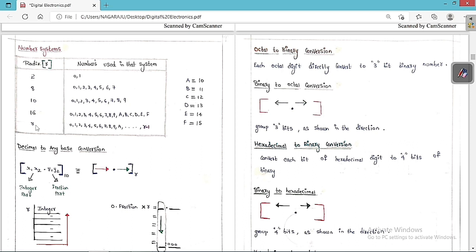And for any other general number system of radix R, the numbers used in the system are 0, 1, 2, 3, 4, 5, 6, 7, 8, 9, A, B, C, up to R minus 1. This is a concept that you always have to keep in your mind, where A is equal to 10, B is equal to 11, C is equal to 12, D is equal to 13, E is equal to 14 and F is equal to 15.